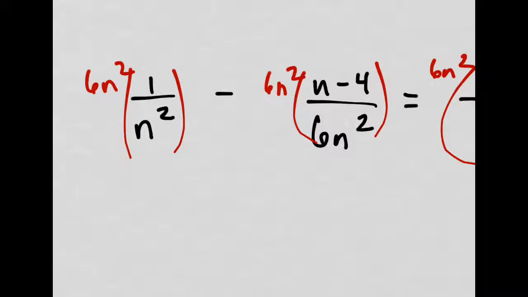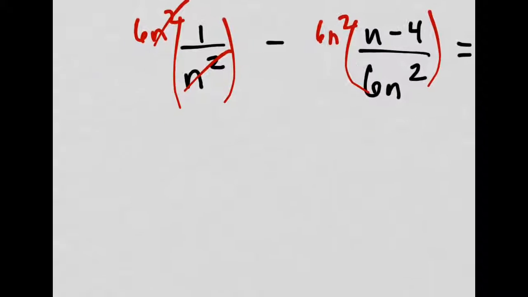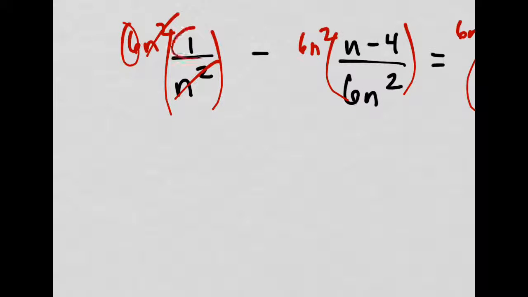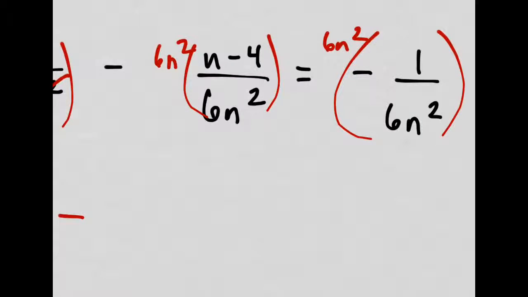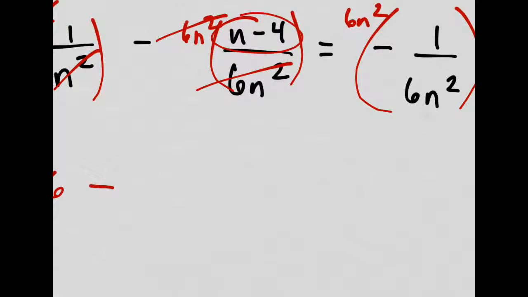On this one, we have the n squared divided by the n squared. That goes away, and we have 6 times 1. Well, that's just 6. Easy. And then on this one, I have 6n squared divided by 6n squared. So all of that goes away, and I'm just left with n minus 4.